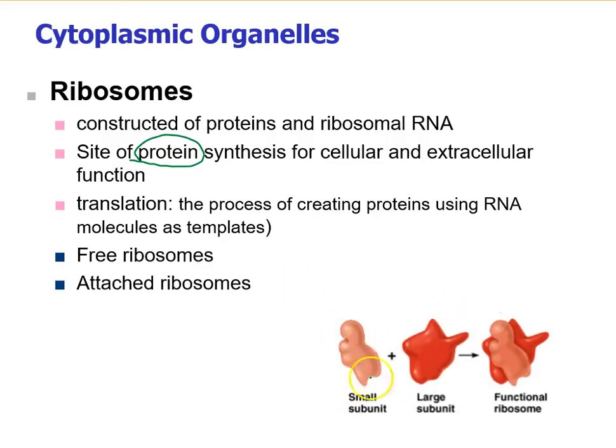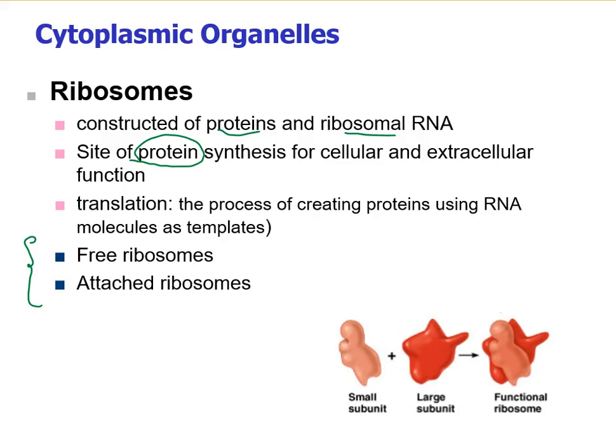As you can see in this picture, each ribosome is composed of two subunits, a small subunit and a large subunit, each of which is composed of proteins and a type of RNA called ribosomal RNA. There are two types of ribosomes found inside the cell: free ribosomes and bound or attached ribosomes.